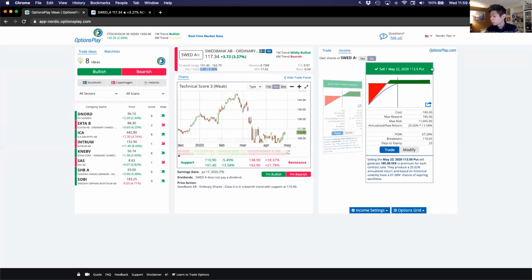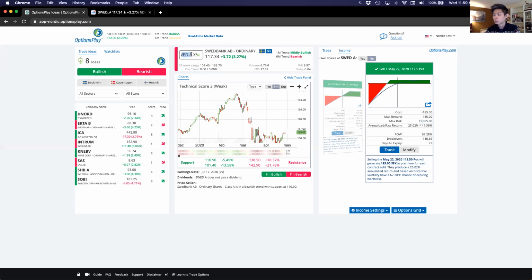So here, this is a way that you can potentially own the stock at a cost basis of only 110 crowns, if you will, by selling the 112 puts and collecting 185 crowns for that. So that's just another option to show you how you can potentially take a bullish view on this particular stock if you like owning the stock.